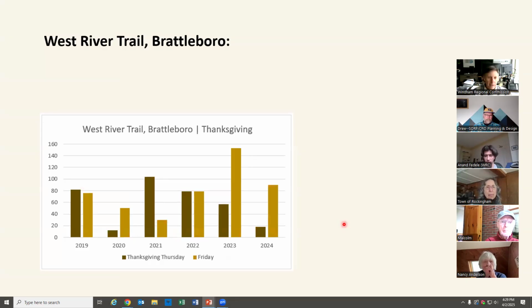You can look at cool things like holidays. The dark bars are Thanksgiving on this map, and the lighter bars are the Friday after Thanksgiving. So are people going out and walking off their turkey? Well, 2020 was not just COVID, but 2020 was also poor weather on Thanksgiving Day. So much fewer people on that day. Same thing with 2024.